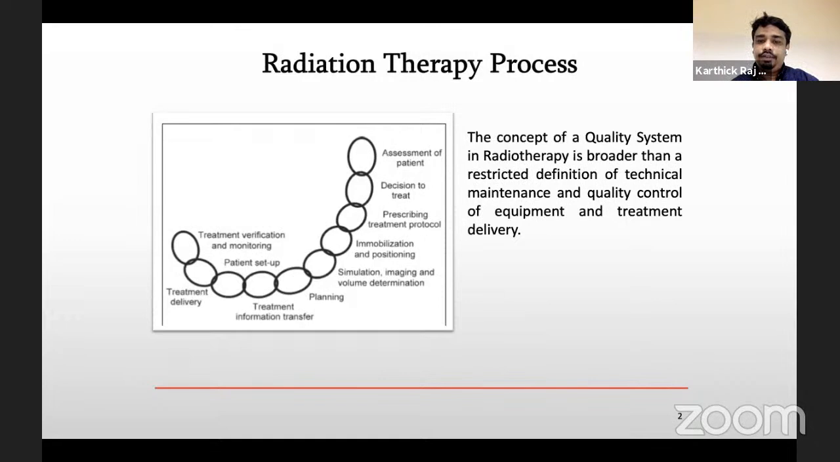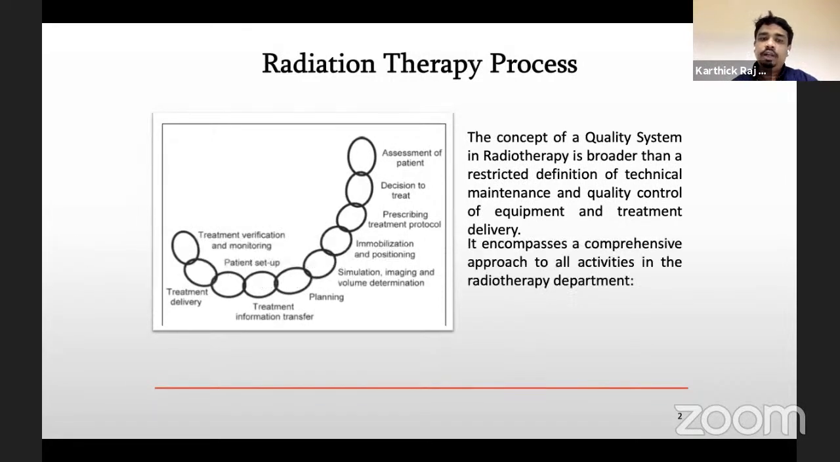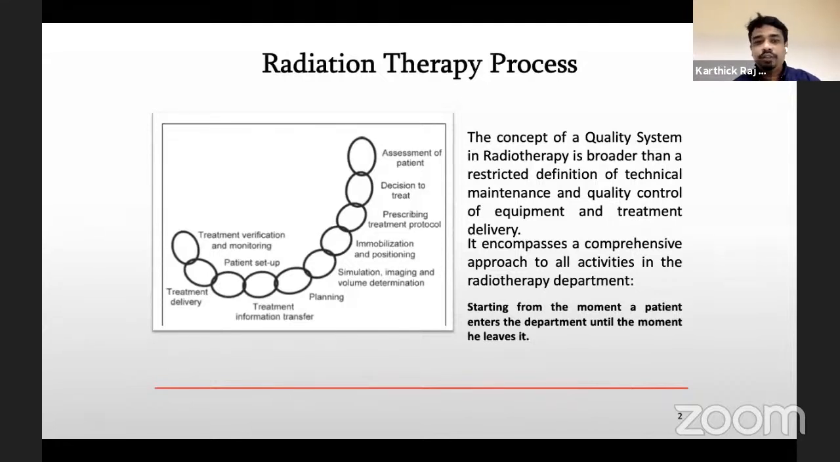It's very important to encompass a comprehensive approach to all the chain in the treatment process in the radiotherapy department, starting from the moment a patient enters the department until the patient leaves, because radiotherapy is not a one-day procedure. The patient comes in, does a CT simulation, and we do the planning, and the patient takes 5 to 7 weeks of treatment, depending upon the site. So it's a long chain process.